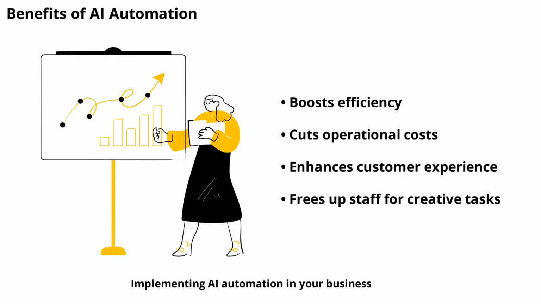Implementing AI automation in your business comes with a host of benefits. First, it increases efficiency by handling repetitive and time-consuming tasks quickly and accurately. Second, it reduces operational costs by minimizing the need for manual labor. Third, AI can help improve customer experiences by providing faster and more personalized responses. Finally, automation allows your team to focus on creative and high-value work, driving innovation and growth. These advantages make AI automation a smart investment for any business.